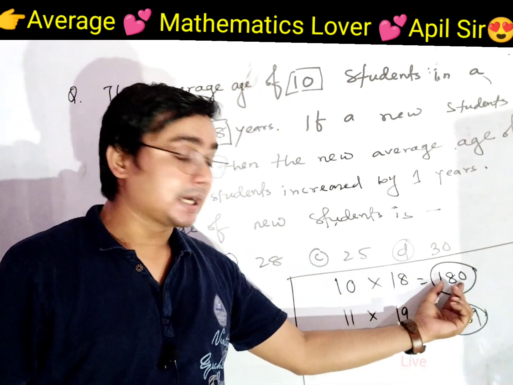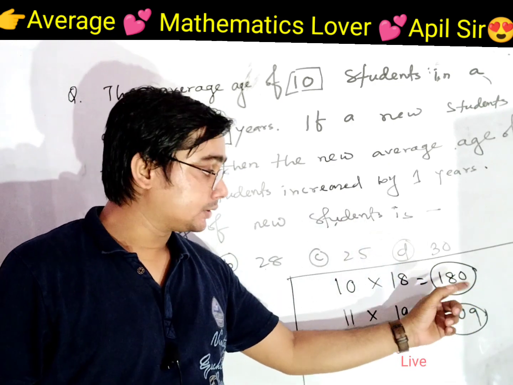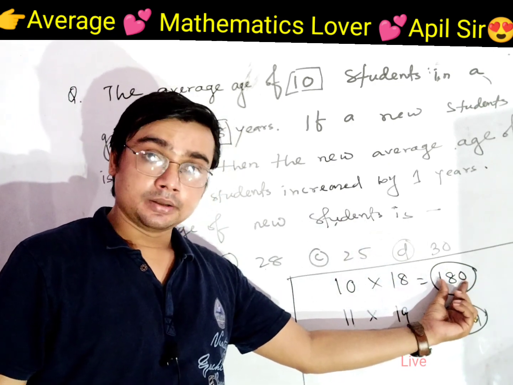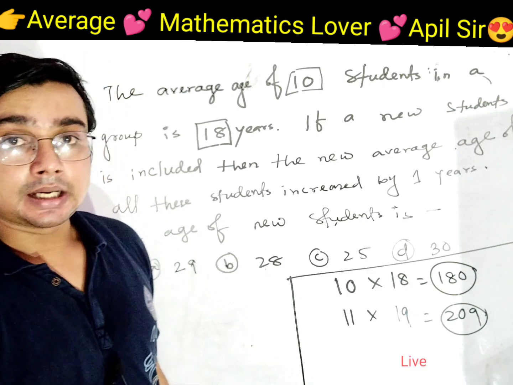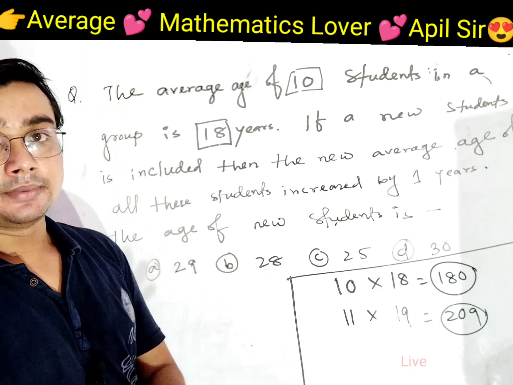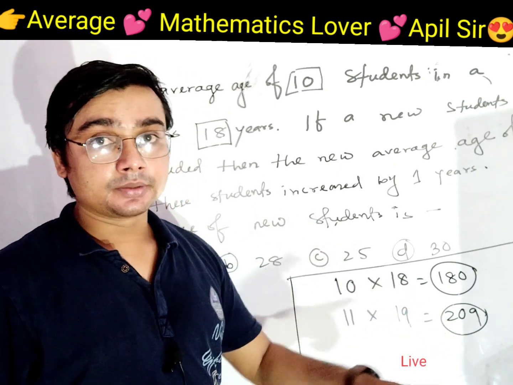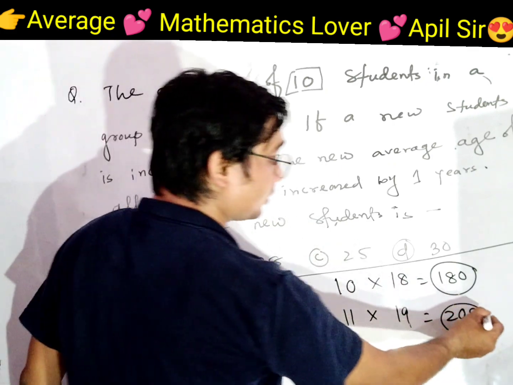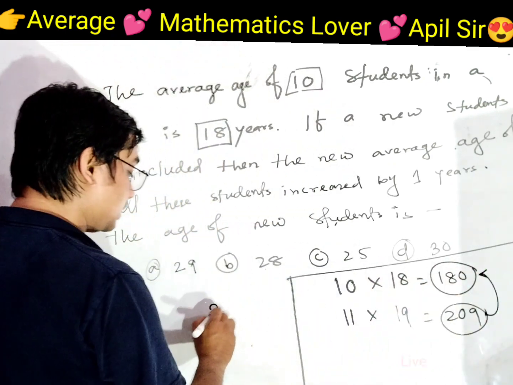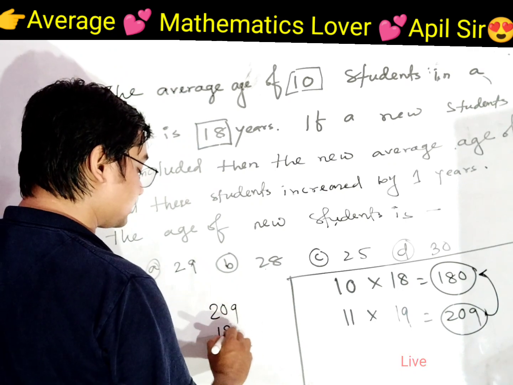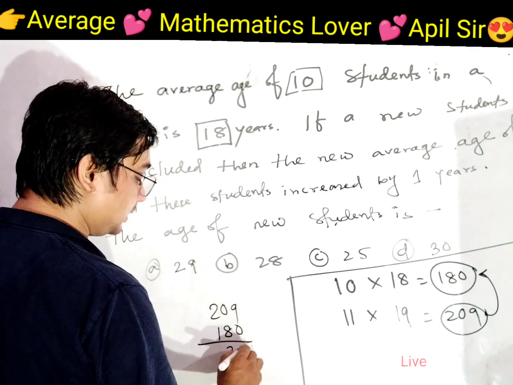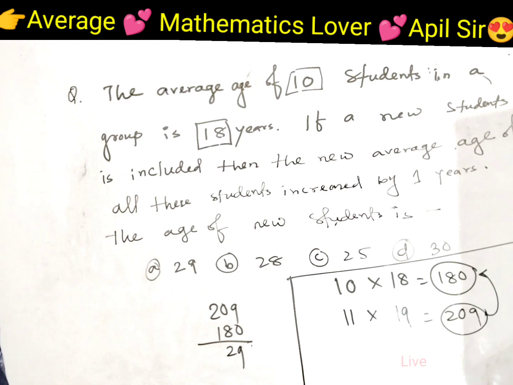The sum of the previous 10 students is 180, and the sum of the total 11 students is 209. So what will be the age of the new student? This will be this one minus this one. So 209 minus 180, so this will be 29. So this 29 will be the correct option.